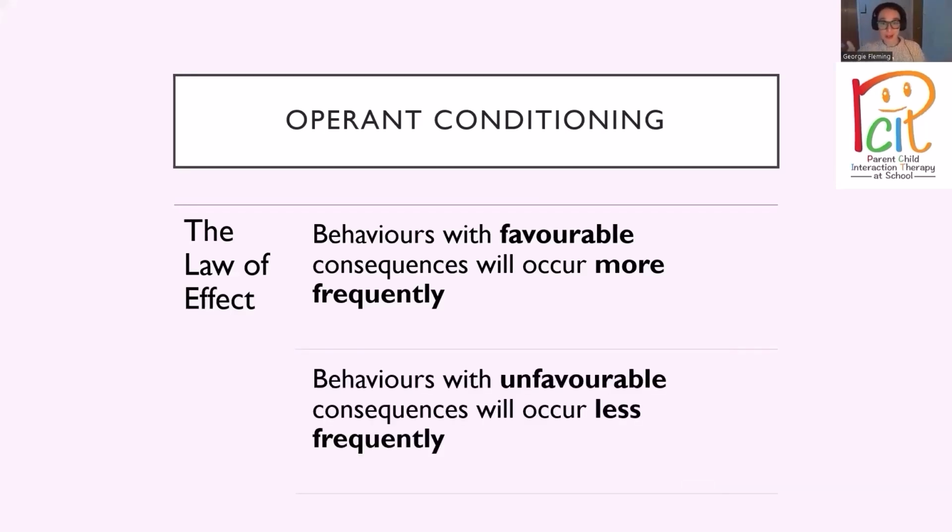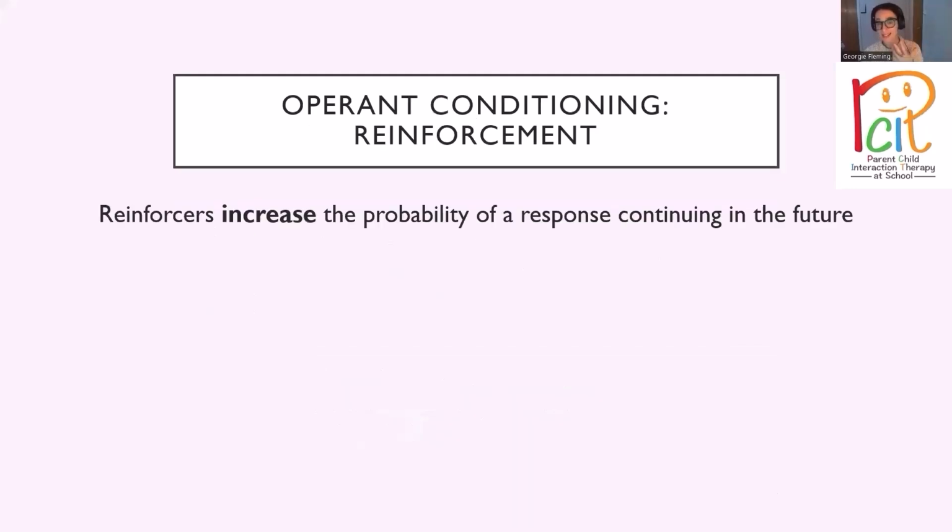Whereas if I do something followed by an unfavorable, bad consequence, I'm less likely to do that thing again in future. So this is the whole idea of the way that the world responds to behavior impacts how likely it is that behavior is going to happen again in future, right? And this is something I think we think about a lot as people who work with children, because the way that we're responding has potential then to impact what the child does again in future. And this is where we bring in these ideas of reinforcement and punishment.